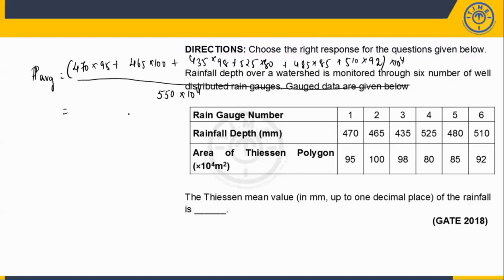So when I'm multiplying all these things, what is the answer we got? Don't include 10 power 4. Let's leave it. Don't include 10 to the power of 4, because here also we have 10 power 4. Here also we have 10 power 4. We can cancel it down.